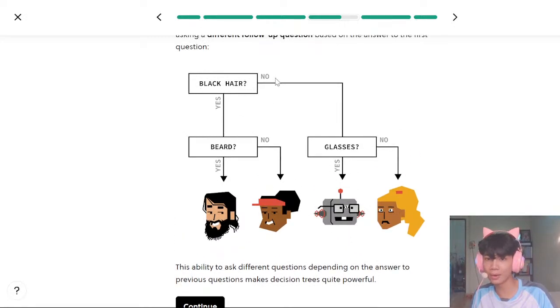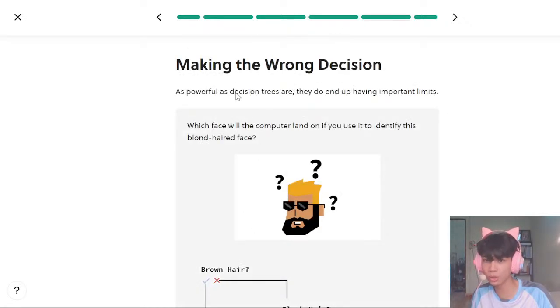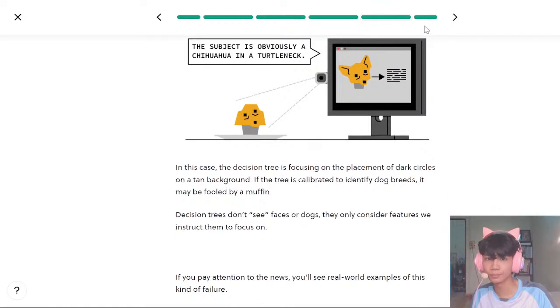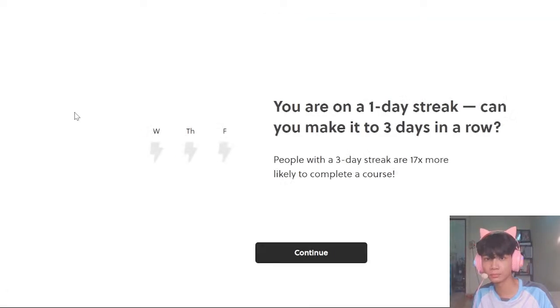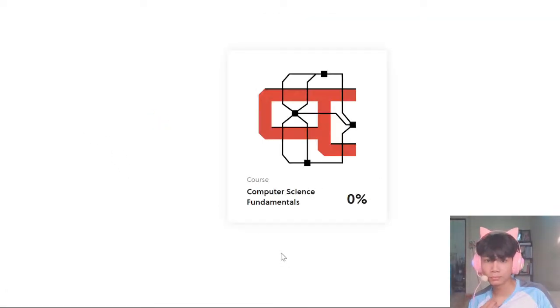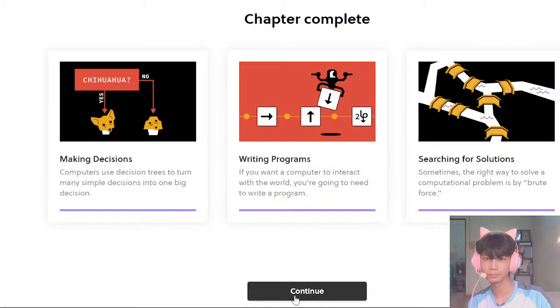So, black hair, no or yes. Beard, no or yes. Glasses, no or yes. Continue. So far so good. Chapter complete.